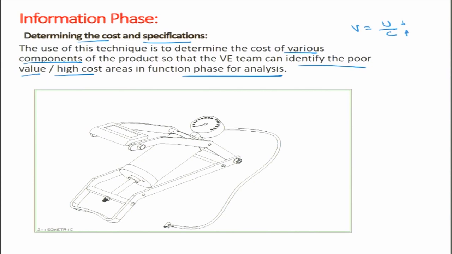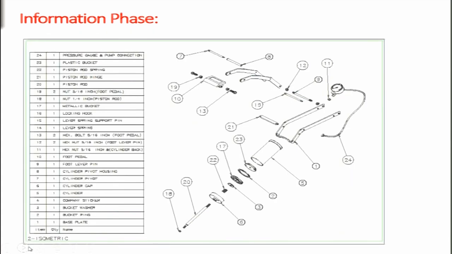We are just not taking into account the utility viewpoint, because this is a cost reduction study. So high cost functions are to be seen and identified. Then we need to work on that to provide them at a lower cost if possible. In the information phase, as I said, we develop the bill of materials. So this is the bill of materials.